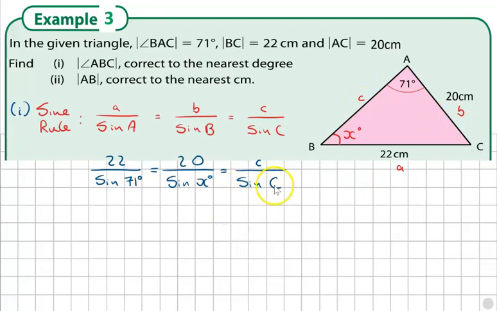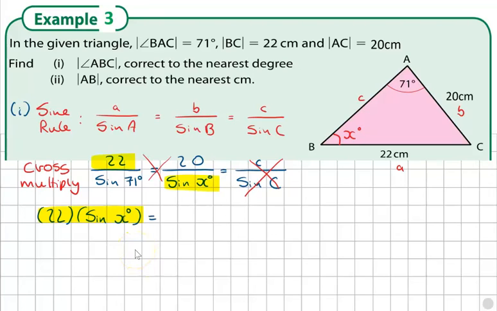So we're going to cross off c over sine C because it's of no use to us. There's no information in it. And we're going to let these two equal to each other. And we're going to cross multiply. So you do 22 times sine X, which is 22 sine X. And that's equal to 20 times sine 71. So 20 times sine 71 degrees.